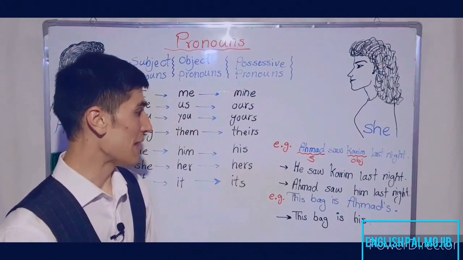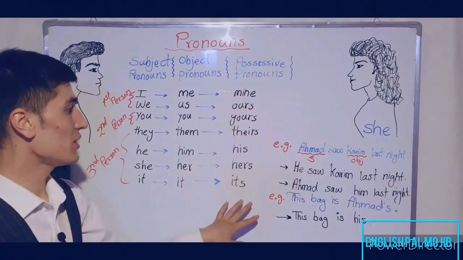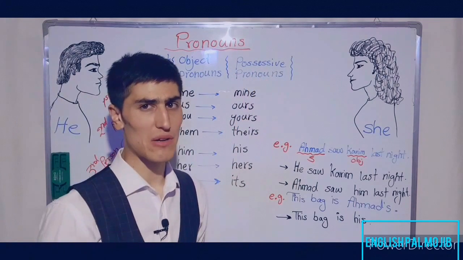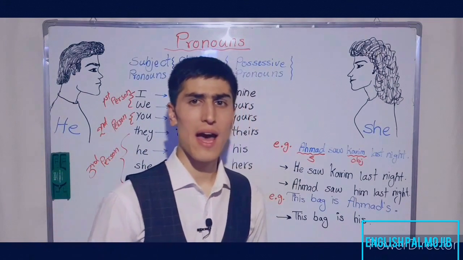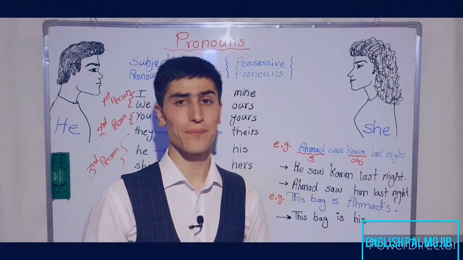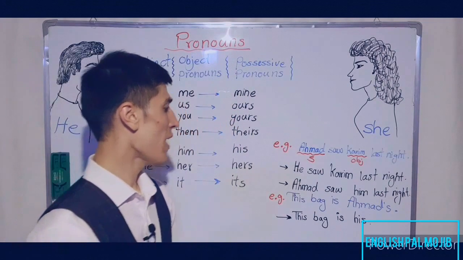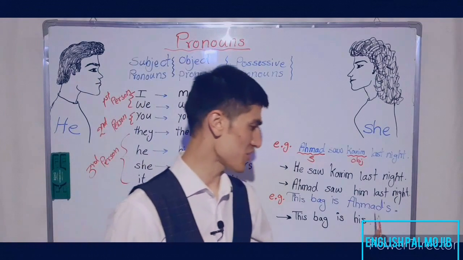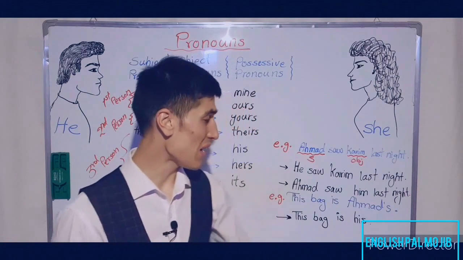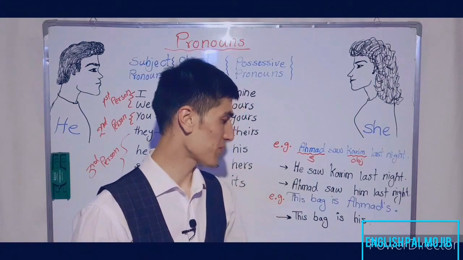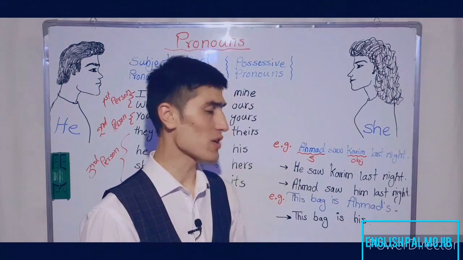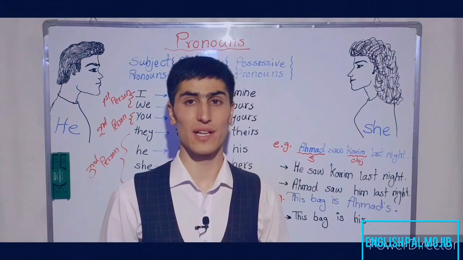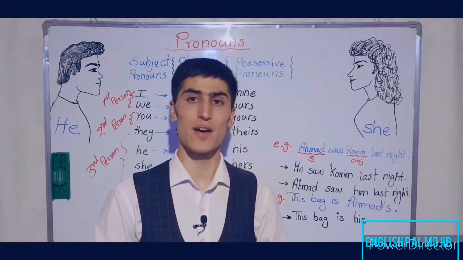Okay? And then we have another list of pronouns here which are called possessive pronouns. And these pronouns are used instead of nouns and show possession. Like what? This bag is Ahmad's. And we have a possessive noun here. The nouns that are followed by apostrophe s are called possessive nouns, and they show possession. Ahmad's.